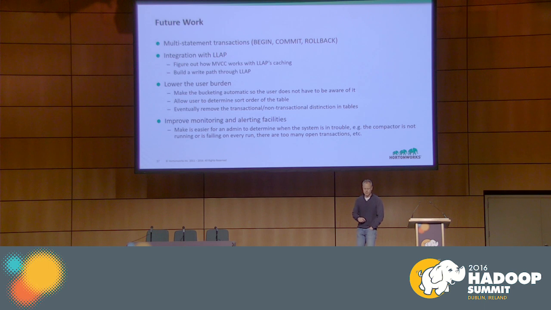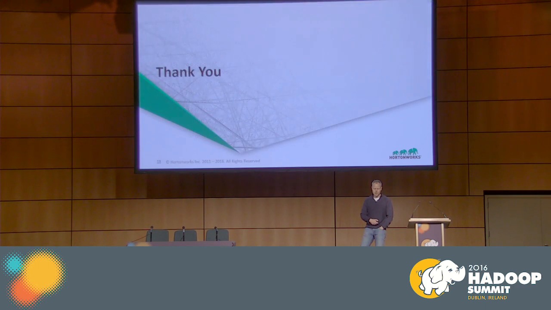And then finally, we need to improve monitoring and alerting facilities. One area that we still don't do a super good job at is alerting when things do go wrong. What happens when there are 1 million transactions? Well, we defend ourselves better against that now, but we still don't say, hey, help, I'm in trouble. We still don't send out alerts when the compactor is failing on every run or something like that, which are things we ought to do. So those are all areas of future investment.